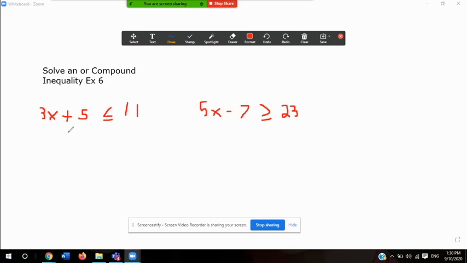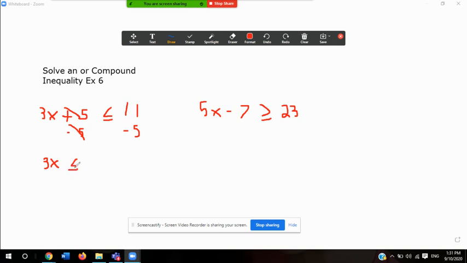So the first thing I'm going to do is subtract 5 on this side. We're working on this problem first. And 11 minus 5 is going to equal 6. So obviously this side cancels out. And I pass over my 3x to the next part of the inequality, and I subtract 11 minus 5, which is 6, and less than or equal to.